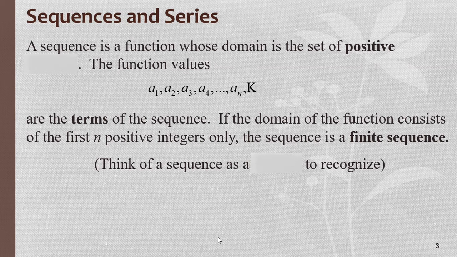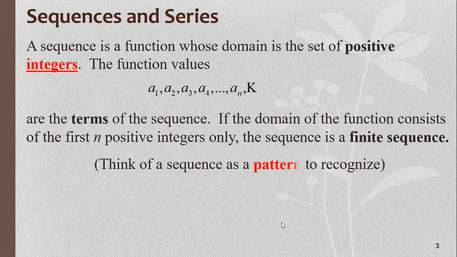What is a sequence? A sequence is a function whose domain is the set of positive integers. The function values a sub 1, a sub 2, a sub 3, a sub 4, and so on to some terminating value k are the terms of the sequence. If the domain of the function consists of the first n positive integers only, the sequence is a finite sequence, which means it terminates. If it doesn't terminate, it's an infinite sequence.